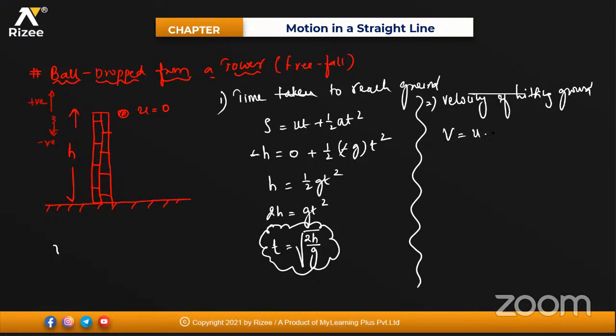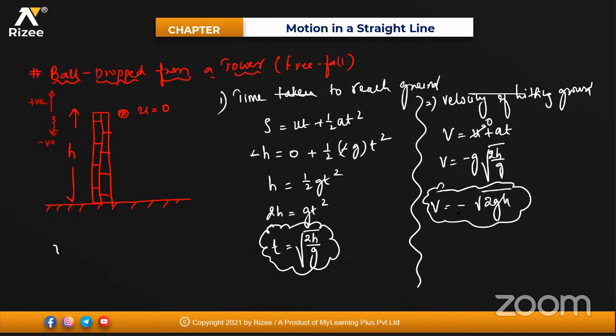V is equal to U plus AT. Initial velocity is 0, so V is equal to acceleration, which is minus g, times the time taken, which is under root of 2h by g. So V is equal to minus of under root of 2g into H. This is the answer. What does minus indicate, beta? Minus gives me the direction. Clear? Is it clear, beta?